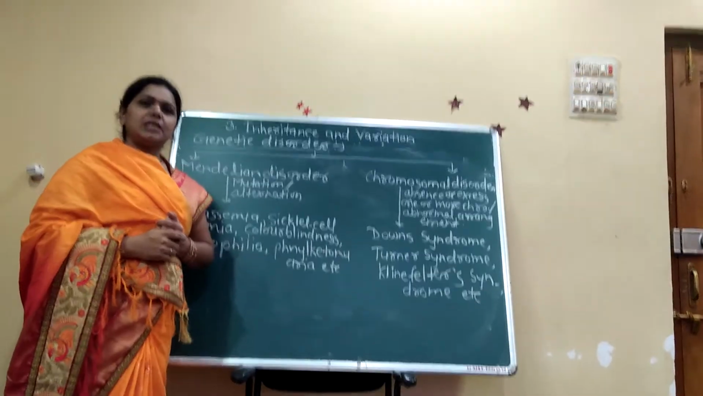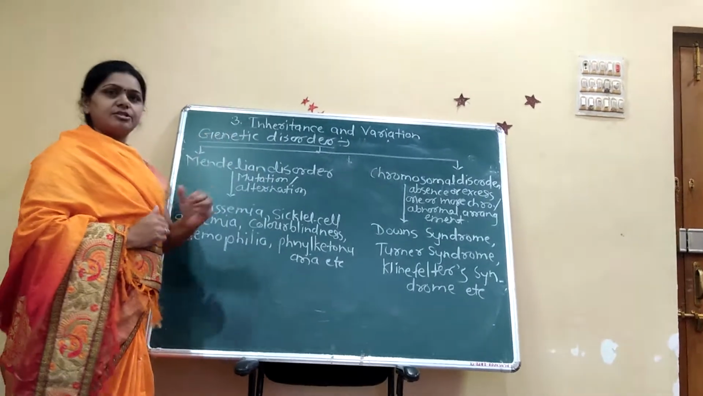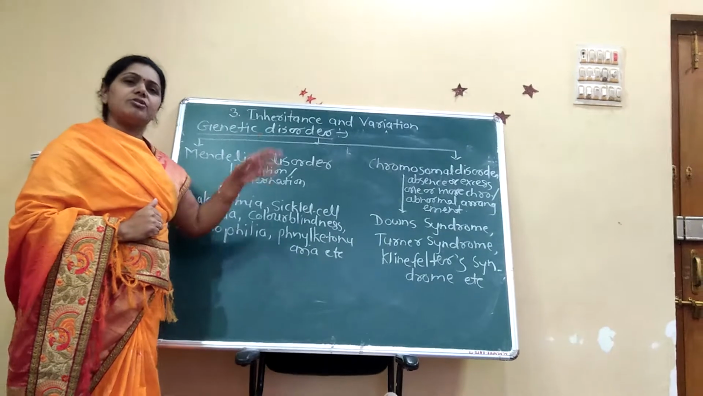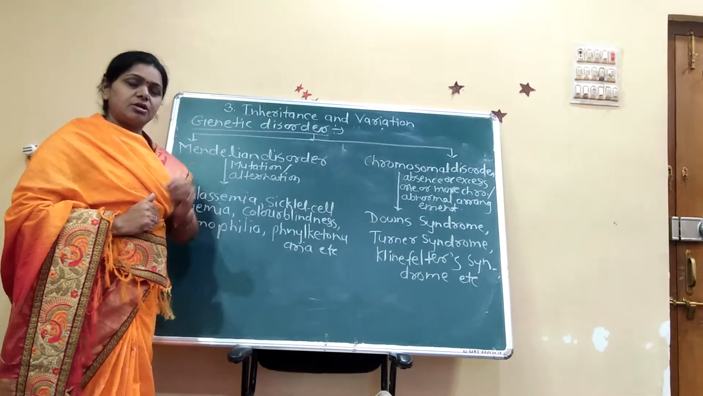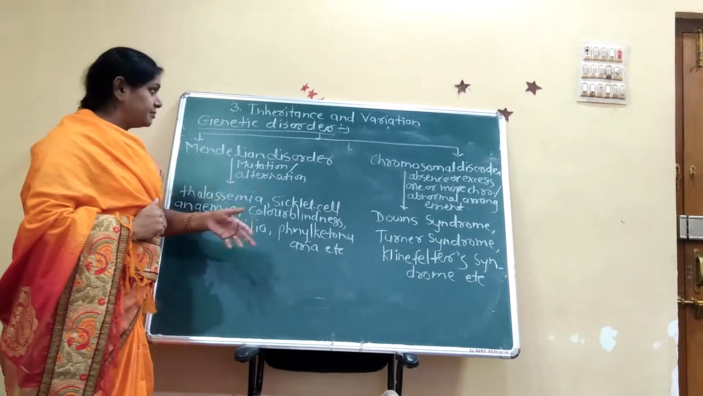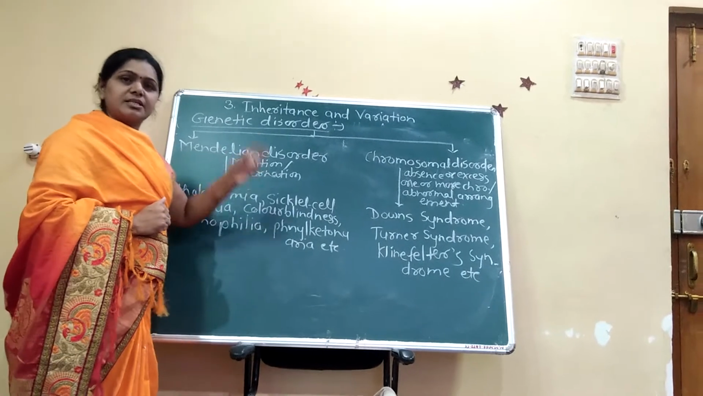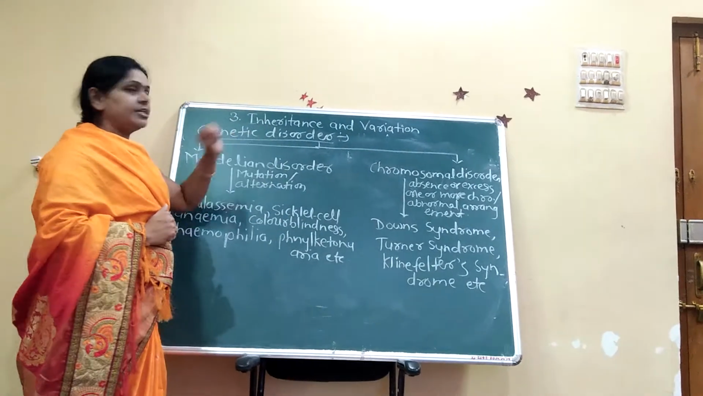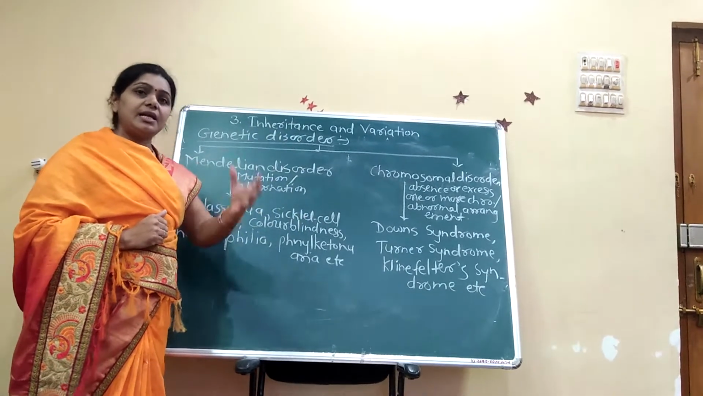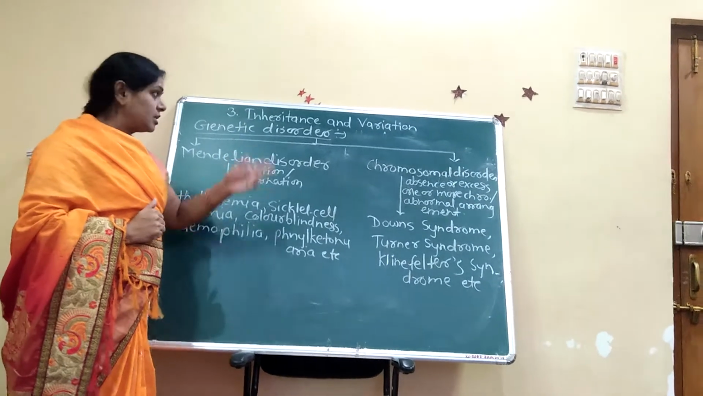Chapter number 3, Inheritance and Variation. Today we see genetic disorder. What is genetic disorder? Genetic disorder is a medical condition caused by a change in the DNA sequence. That condition is called genetic disorder. Genetic disorder is the diseased condition or illness because of the change in the DNA sequence.